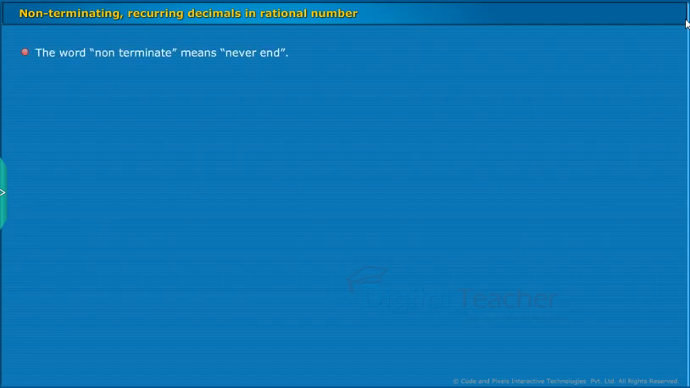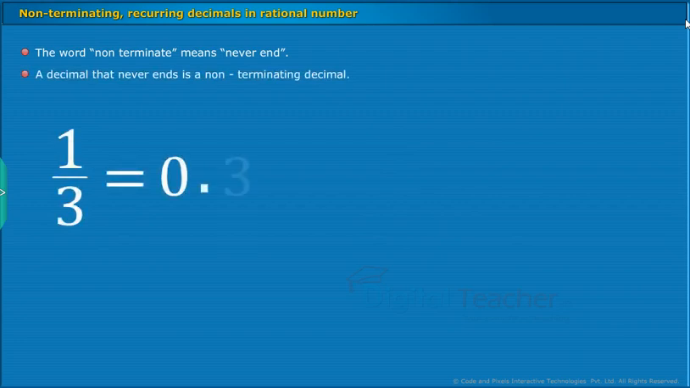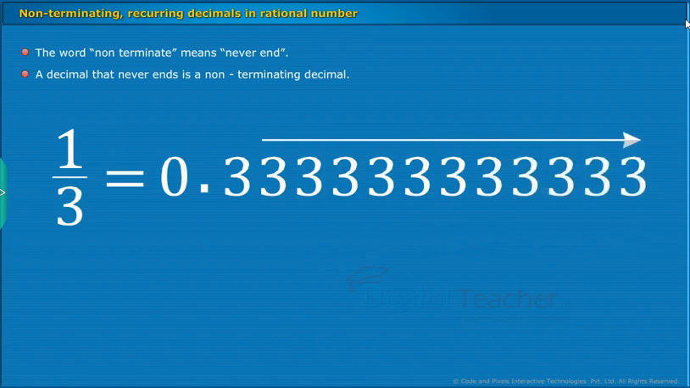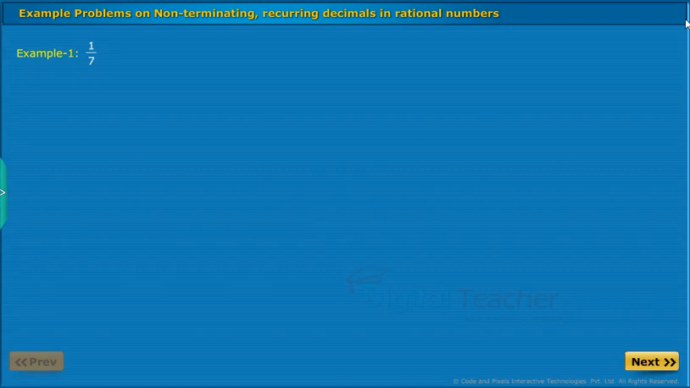Let us solve some example problems on non-terminating recurring decimals in rational numbers. The word non-terminate means never end. A decimal that never ends is a non-terminating decimal. Now, let us learn a theorem on non-terminating repeating decimals. For example, let us consider the decimal conversion of 1 by 7, which is a non-terminating and recurring decimal.